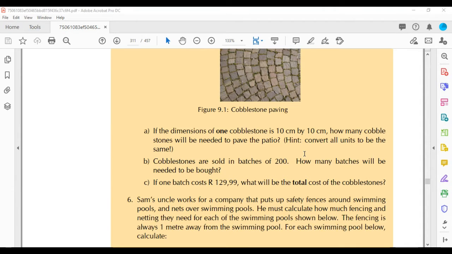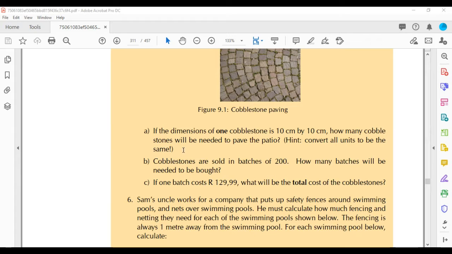Part A says, if the dimensions of one cobblestone are 10 centimeters by 10 centimeters, how many cobblestones will be needed to pave the patio? We are given a hint here. The hint is saying convert all units to be the same. This is part A, with 10 centimeters by 10 centimeters.